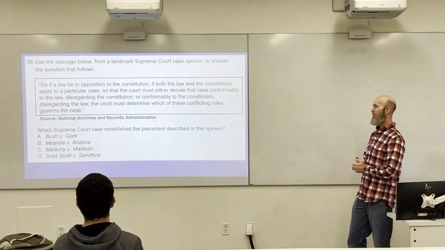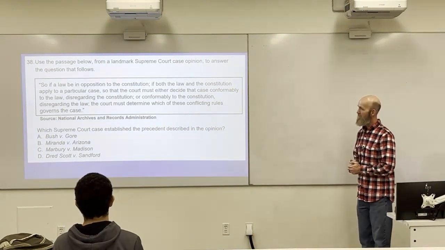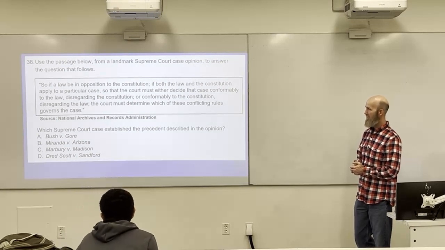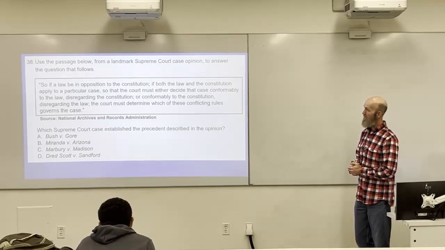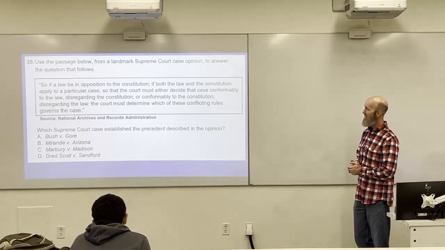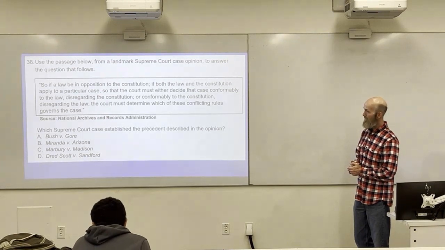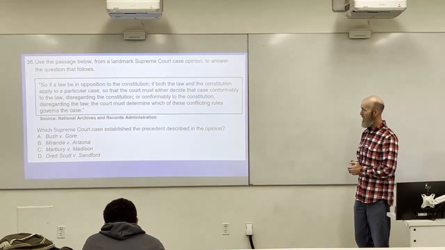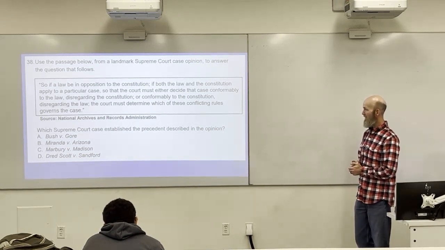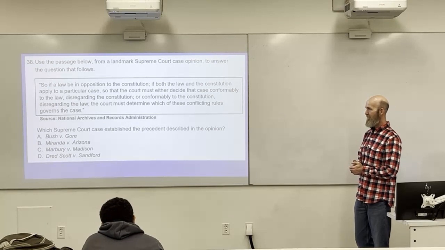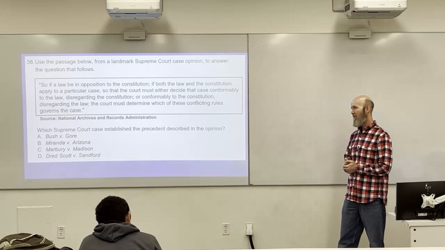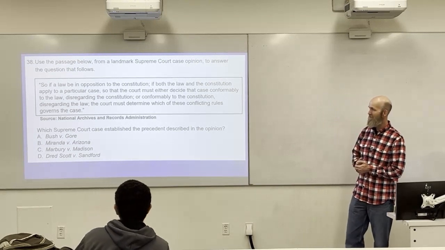Use the passage below from a landmark Supreme Court case opinion to answer the question that follows. So, if a law be in opposition to the Constitution, if both the law and the Constitution apply to a particular case, so that the court must either decide that case conformably to the law, disregarding the Constitution, or conformably to the Constitution, disregarding the law, the court must determine which of these conflicting rules governs the case. Which Supreme Court case established the precedent described in the opinion? Bush v. Gore, Miranda v. Arizona, Marbury v. Madison, Dred Scott v. Sanford.